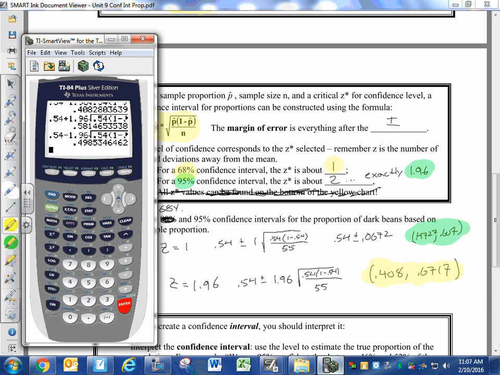So the larger the sample, the more confident we are that the sample will be closer to the actual parameter, which is the actual proportion. Well, that means that the range that we will have is going to be smaller. Okay? So keep that in mind. Larger sample size, smaller interval. Okay, how do we interpret this?